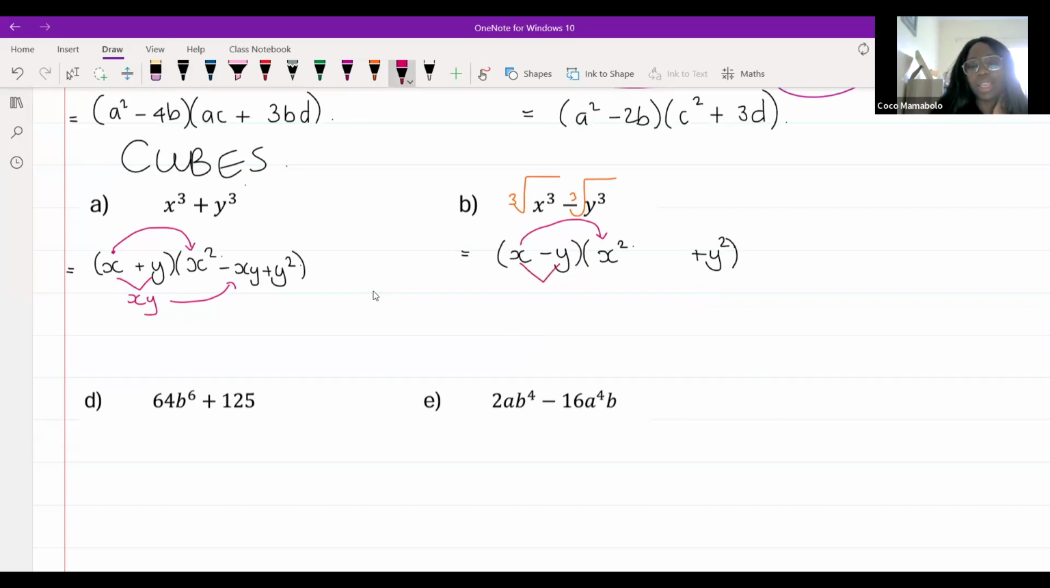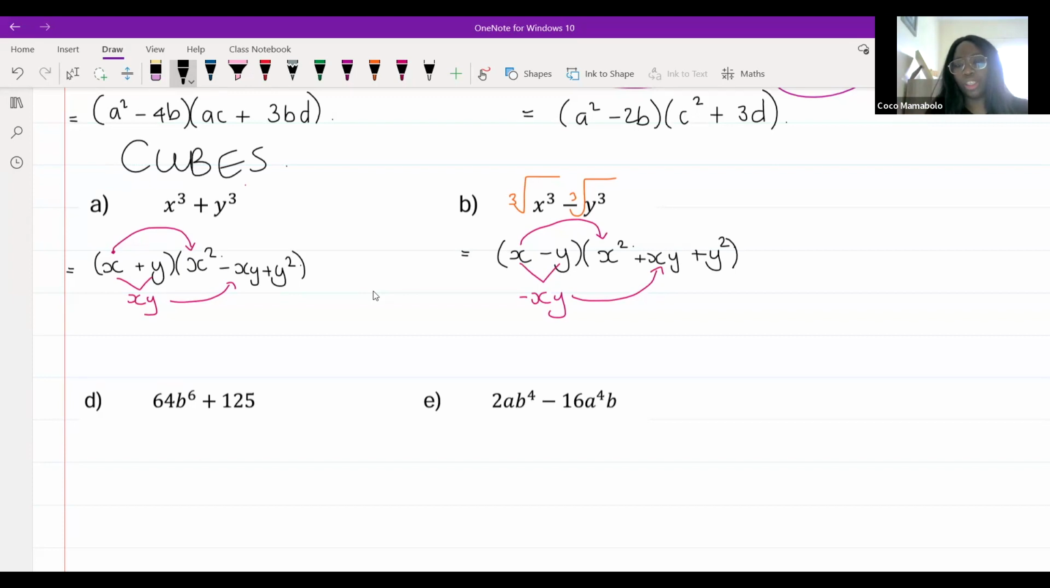Now I've got x times negative y. What is x times negative y going to give me? It's going to be negative xy. Excellent. Good. It's negative xy. But when I put it in here, what must happen to the sign? We must make it the opposite. So now it's going to be positive xy. Beautiful. And look at you, dude. You've just factorized 2 cubes in a row and you did them 100%. Well done, dude. Just wow.